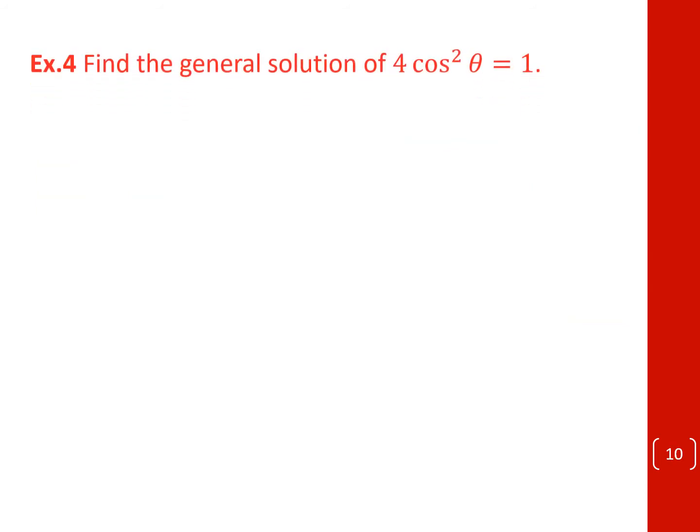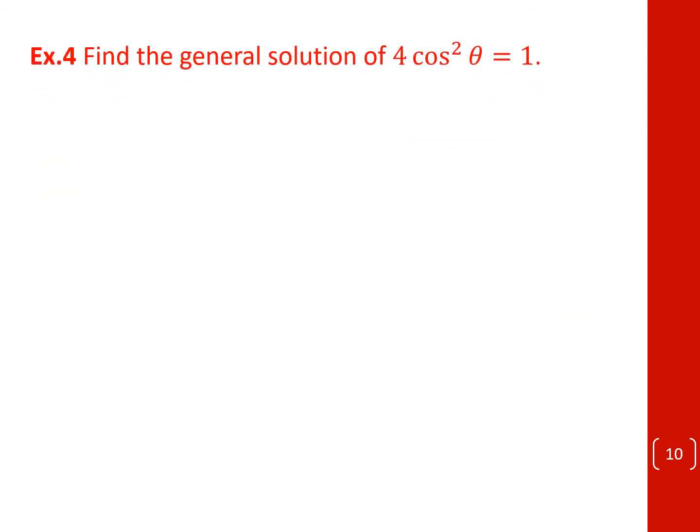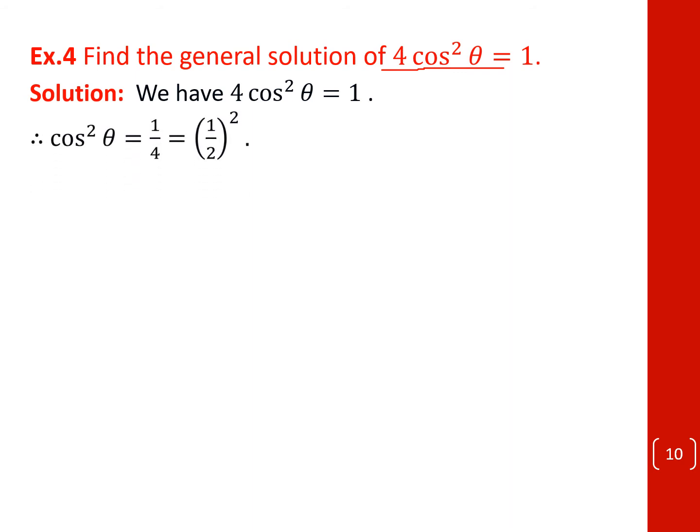Fourth example, find the general solution of 4 cos square theta equals 1. See student, here square is given, so we have to use the result in terms of squares. Solution, we have 4 cos square theta is equal to 1. Therefore, we can write cos square theta is equal to 1 upon 4, which is equal to (1 upon 2) whole square.